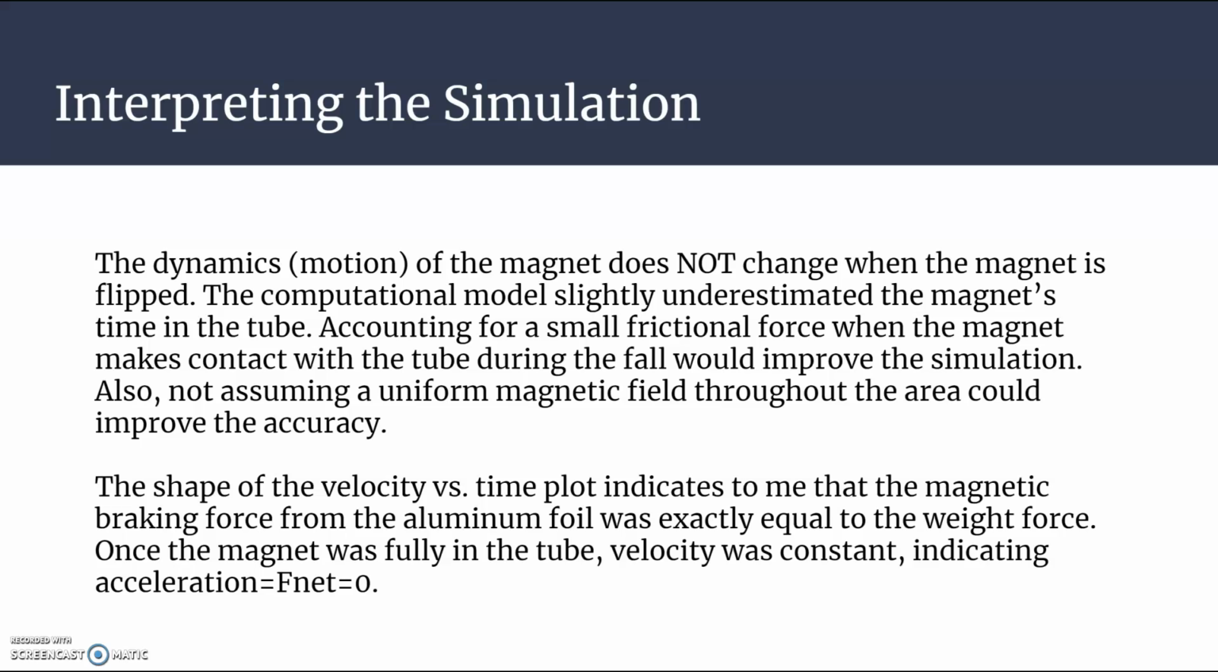Finally, the shape of the velocity versus time plot indicates to me that the magnetic braking force from the aluminum foil was exactly equal to the weight force. Once the magnet was fully in the tube, velocity was constant, indicating acceleration and the net force were equal to 0.